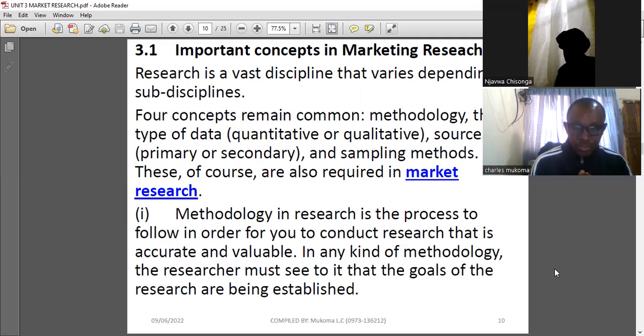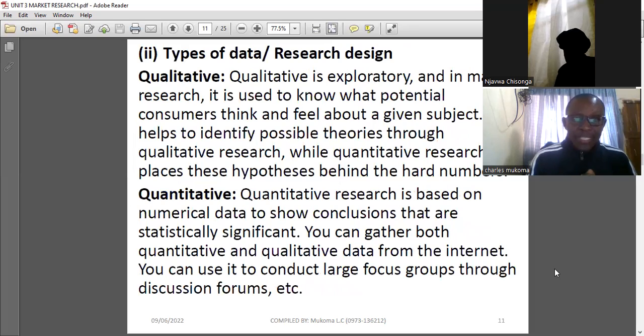So methodology, what is a methodology? It is just the approach that you are going to use to conduct your research. So types of data, research design. You'll have qualitative data. What is qualitative data? This is data that is non-numeric. Okay, exploratory data. It's all about explaining. Quantitative data is to do with the numeric or numbers, figures. So anything that is pertaining to figures, numerical data, you call it quantitative data. Those that are descriptive, okay, you call it qualitative data.